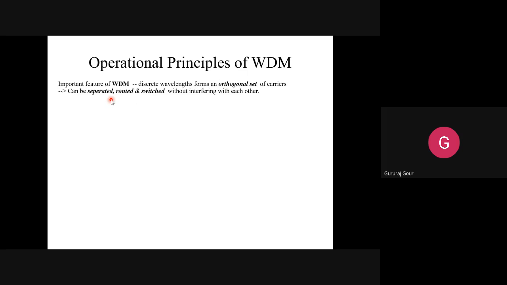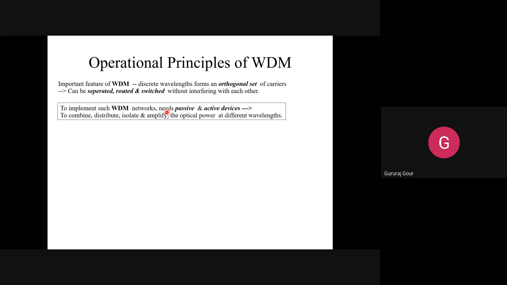So it can be separated, sorry, it can be routed after multiplexing, switched by routers without interfering with each other. Then it can be separated at the receiver. So now to do these things, multiplexing, routing, switching, and separating once again at the receiver side, what we need from the instrumentation point of view, how to implement this WDM, we need active and passive devices.